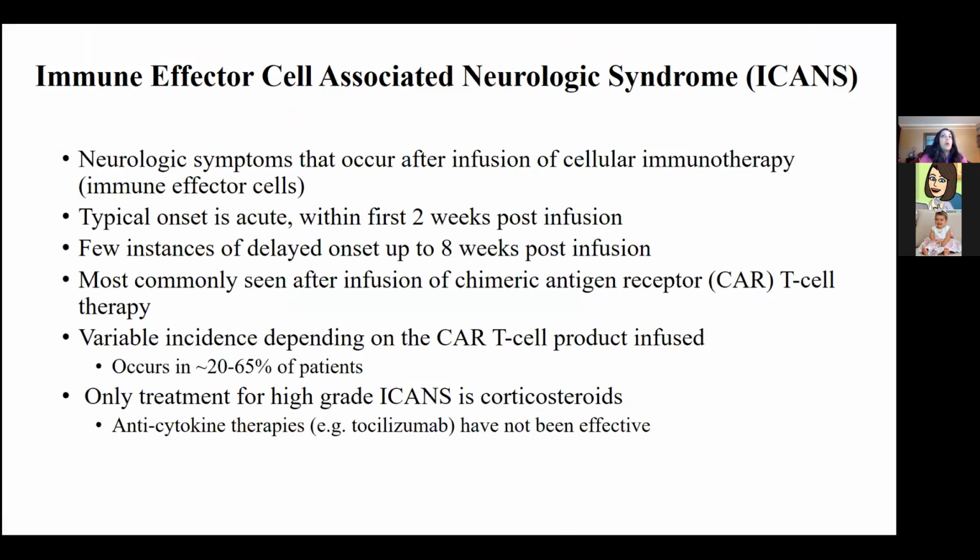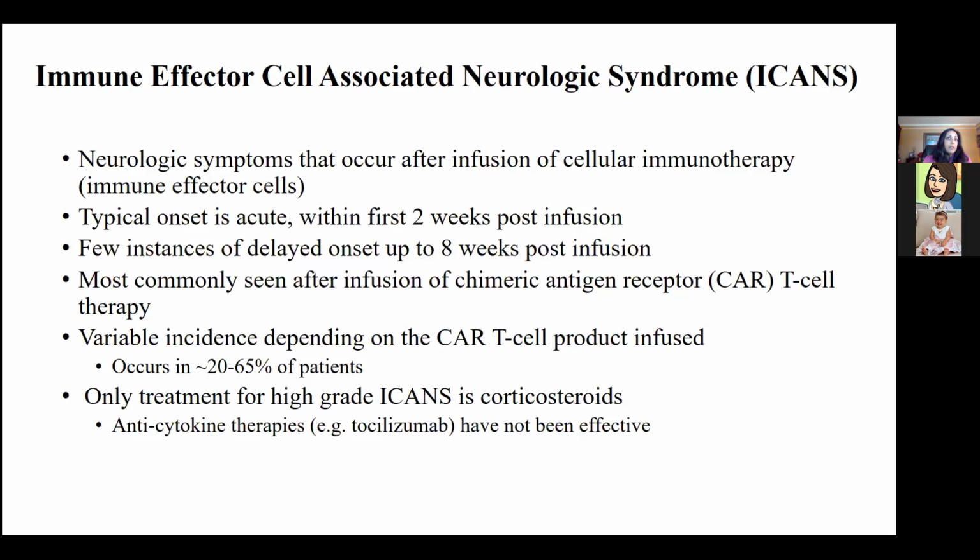All right, so what is immune effector cell associated neurologic syndrome? This is also known as ICANS. So this is a constellation of neurologic symptoms that occurs after infusion of cellular immunotherapy, which are also known as immune effector cells. Typically the onset of these symptoms is within the first 2 weeks after infusion of cellular therapy, but a few instances can be delayed within 8 weeks post-infusion of the cellular therapy.